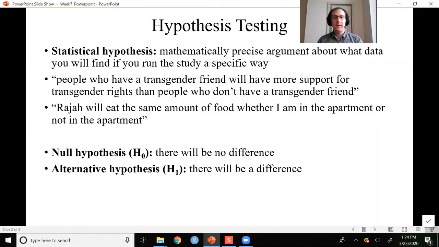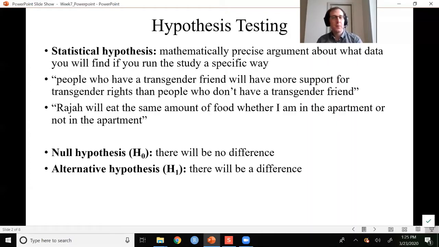So let's look at that first example, of people who have a transgender friend will have more support for transgender rights than people who don't have a transgender friend. That is an example of an alternative hypothesis, because we're arguing that there will be some sort of difference, that levels of one variable, support for transgender rights, is related to another variable, in this case, whether or not someone has a transgender friend.